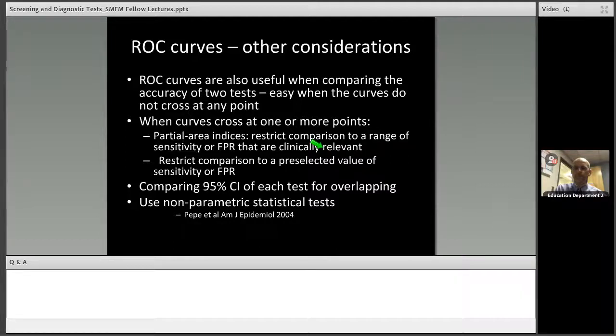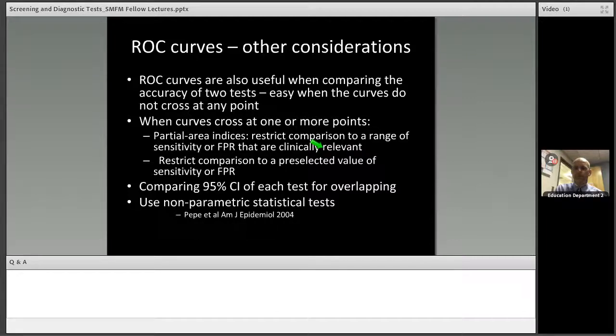One of the first ways is to look at partial area indices. Essentially, you restrict the comparison to a range of sensitivities or false positive rates that are clinically relevant. So you can say, okay, we're going to fix a sensitivity of 80%, what is the false positive rate that each of these tests gives me? Or on the other hand, you can say, for a fixed false positive rate of 10%, what is the sensitivity that I'm getting from the test?